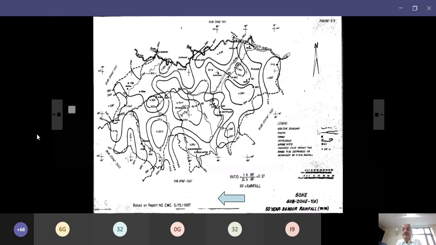Like let us say this is for zone 1D, 50 years, 24 hour rainfall value. So this is the map. Here you see wherever your bridge is there, nearby contour you take, convert, and here ratio is given 0.37.